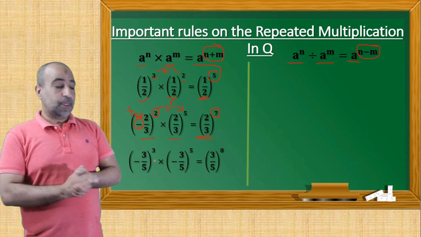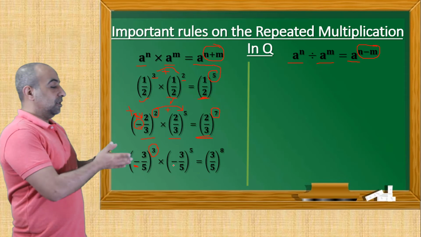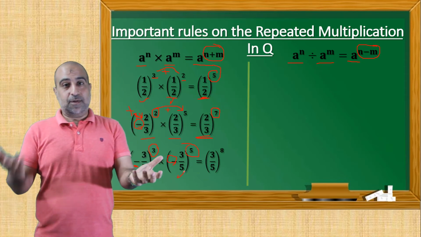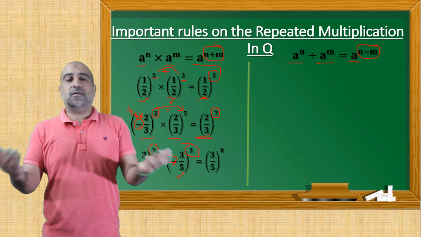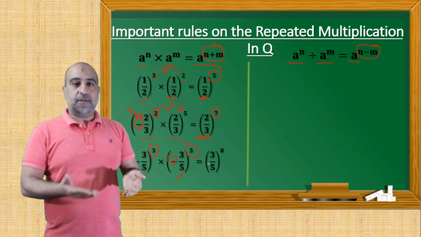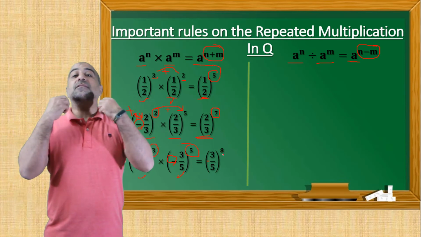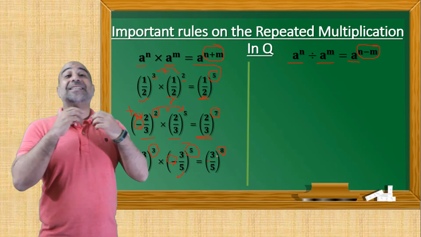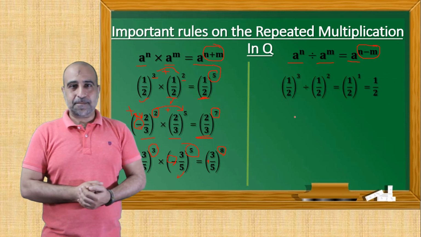And finally, negative 3 over 5 to the power of 3 multiplied by negative 3 over 5 to the power of 5. The two bases are equal, negative 3 over 5. Then the result will be negative 3 over 5 all to the power of 8, and because the power 8 is an even number, it will be positive.